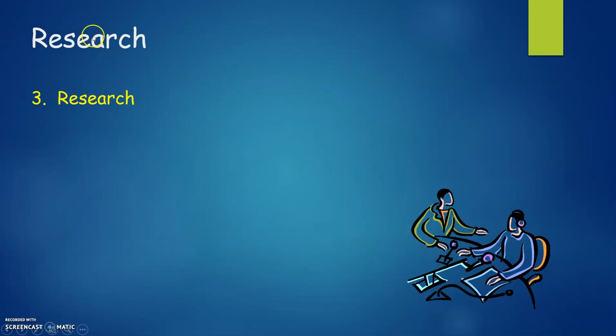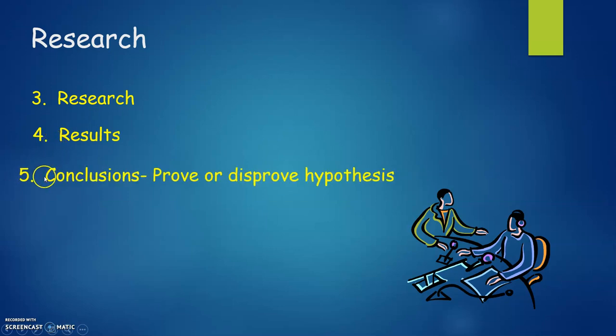Now, the scientific method. Number 1, you have a question. Number 2, there's a hypothesis. Number 3, you do the research. Has this been studied before? To what extent? A lot or just a little bit? Number 4, what are the results? Number 5, and what are the conclusions? Did you prove or did you disprove your hypothesis? And there you have it.